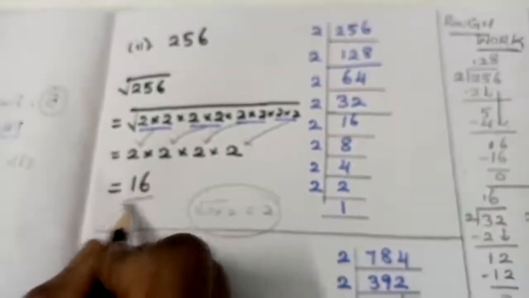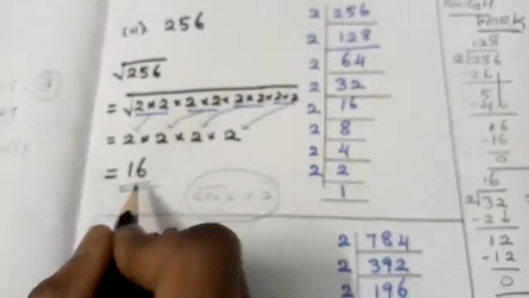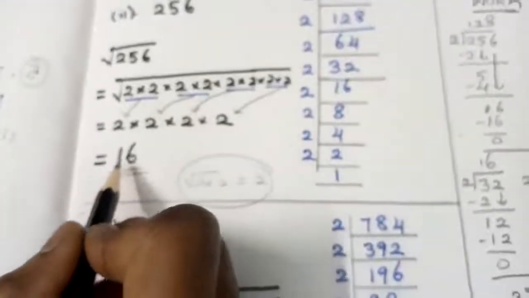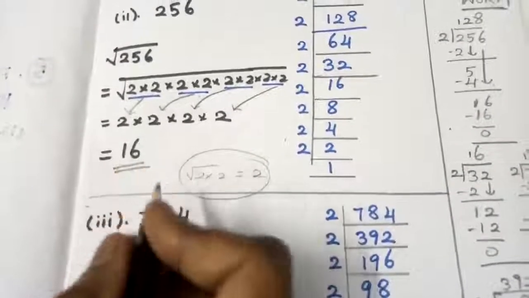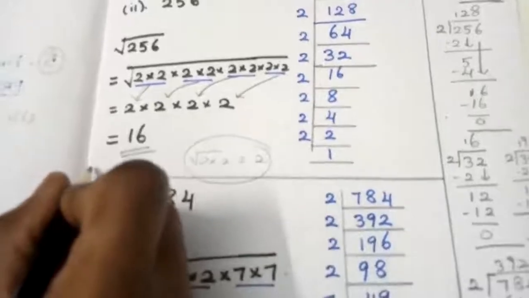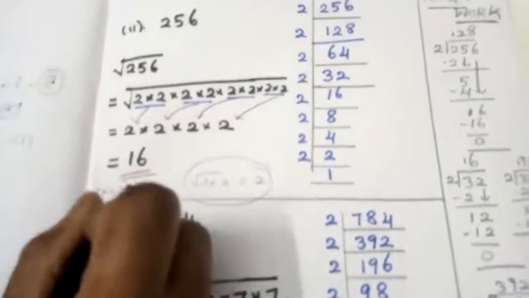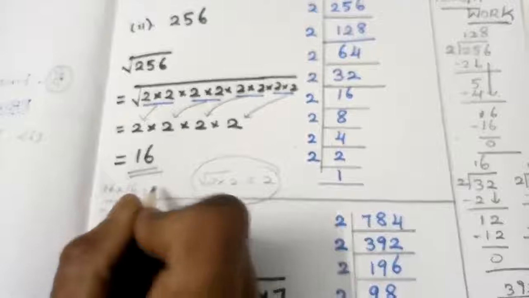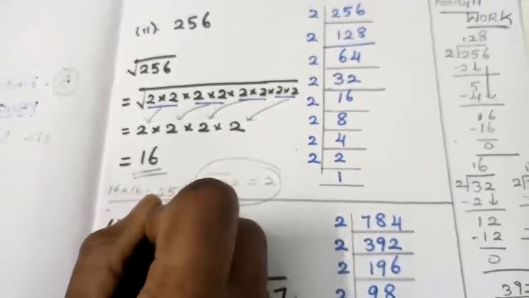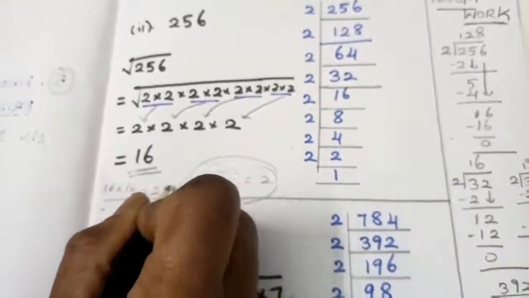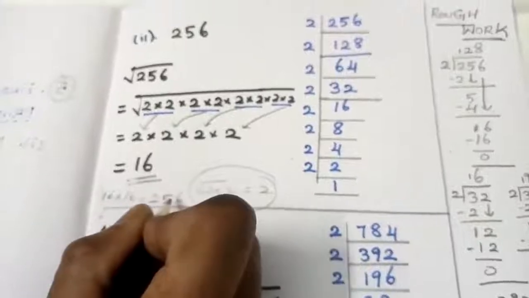Now how to check whether this answer is correct or not? Easy way of checking whether 16 is a correct answer or not. You can multiply and see again. 16 into 16. If you multiply 16 two times, you have to get the question as 256. In this way we can find out whether our answer is correct or wrong.